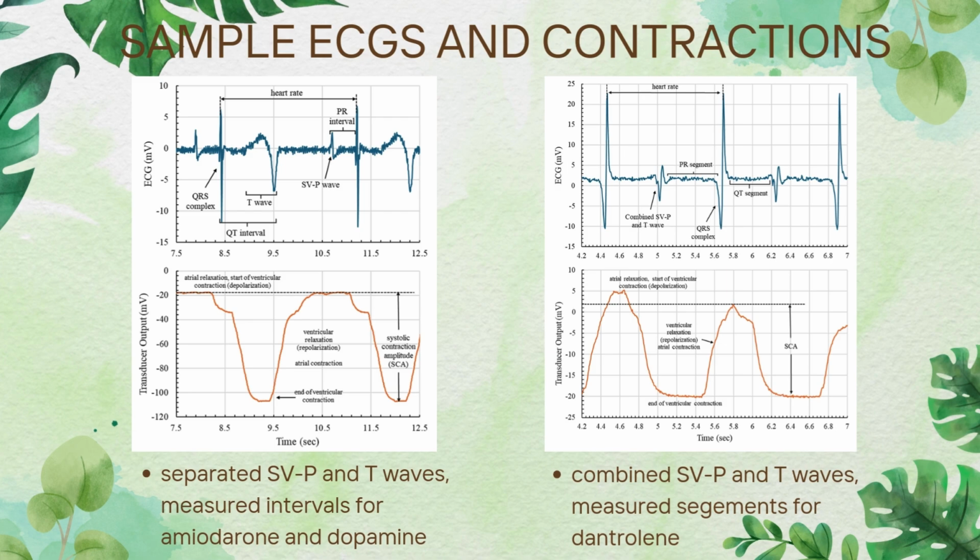The length of the QT interval corresponds to the action potential duration, so a faster heart rate shortens the length of the QT interval as the time between action potentials and depolarizations is shorter. When the ECG recording produces a combined SVP and T wave, as seen in the figure on the right, PR and QT segments are used instead. This was how the ECG recording appeared when the frog heart was treated with dantrolene.